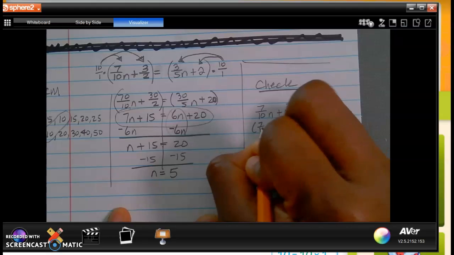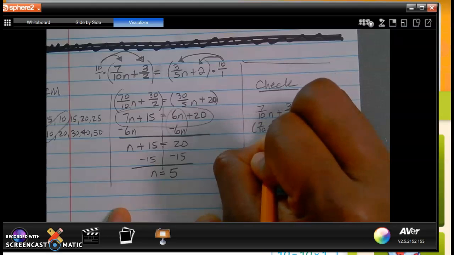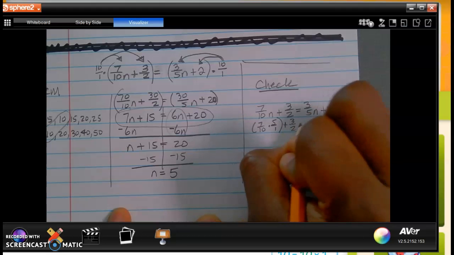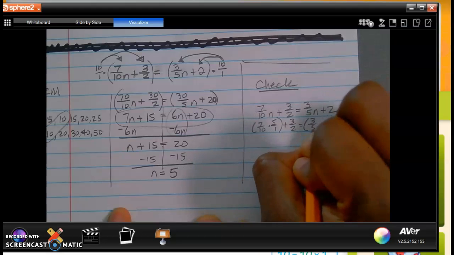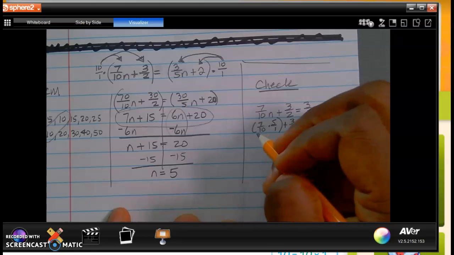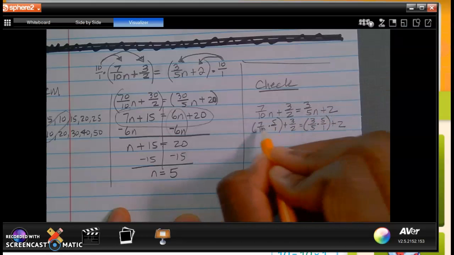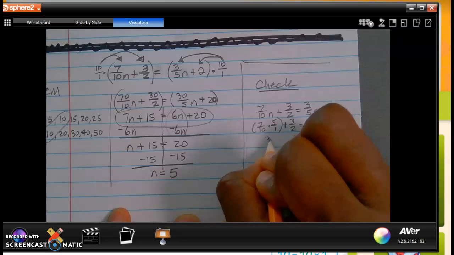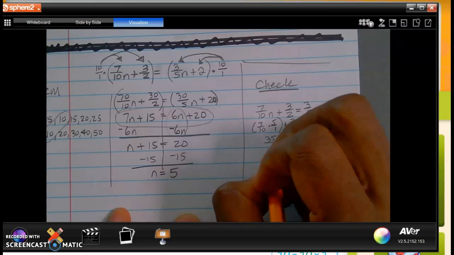Okay, so I'm just going to start plugging in. I'm going to do 7/10 times 5 over 1, because remember, any whole number can be made into a fraction by putting it over 1. This becomes 3/5 times 5 over 1 plus 2. What I want to do is I just want to go ahead and multiply these fractions. Okay, that's 35 over 10.